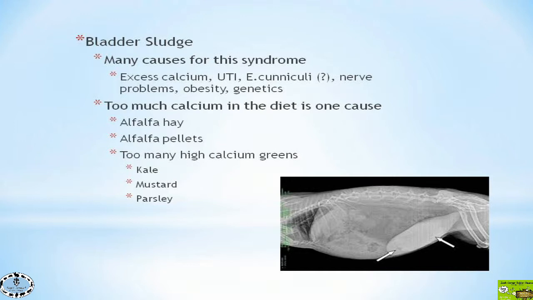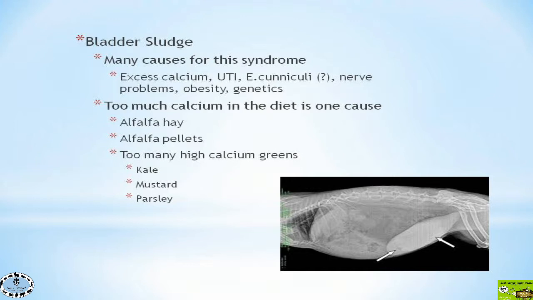Normally, on an x-ray, I should never see a bladder that looks that white. A bladder should be the same shade of gray as over here. This is where some intestines lie, and it should look very similar. So this is a rabbit that has some pretty severe bladder sludge.